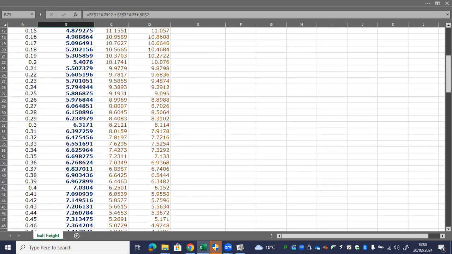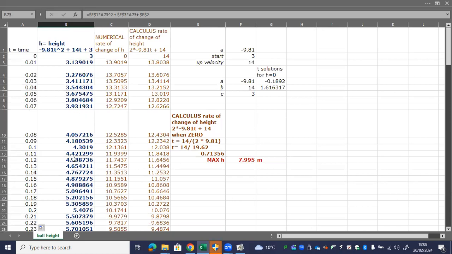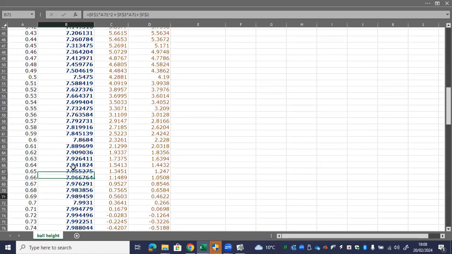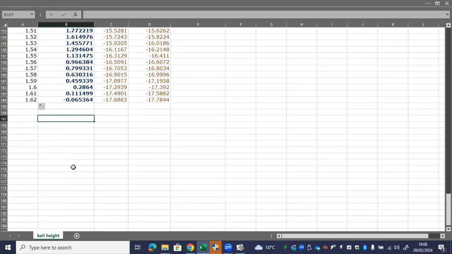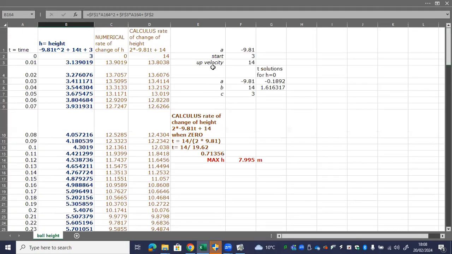The other thing we're asked to do is what time we hit the ground. So again, if we look through that column and we've got our formula correct, we get down to time 1.61, we're just above the ground. We get down to time 1.62, we're going below ground. So we've obviously hit the ground between time 1.61 and 1.62. And if we plug in the formulas being shown on the slides, we come out with the time 1.616 seconds when we hit the ground.